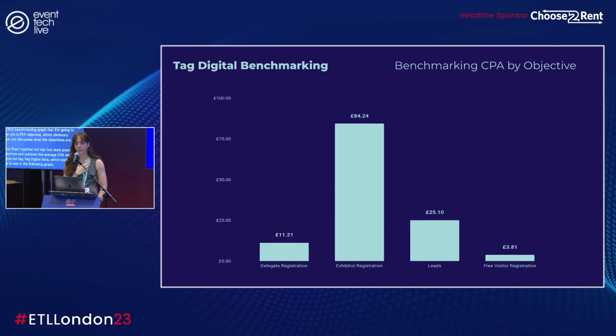Here you can see cost per acquisition per objectives, and you can see the difference on average it will take for you to get a free registration compared to a paid delegate, compared to exhibitors, for example. This data helps you understand how much you should need to achieve your aimed results.